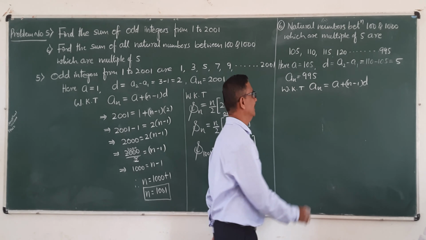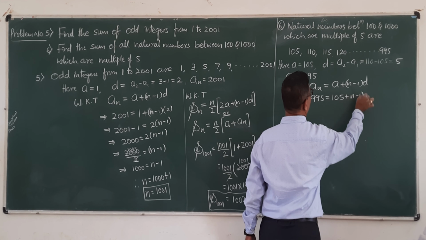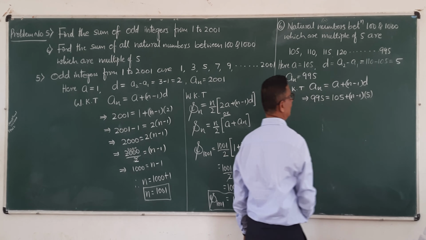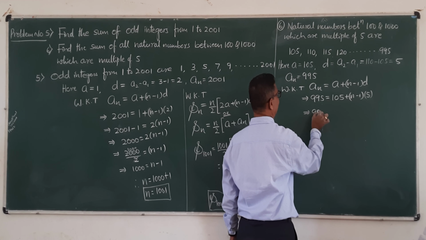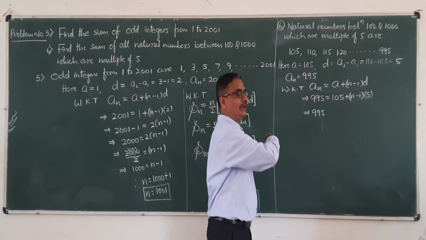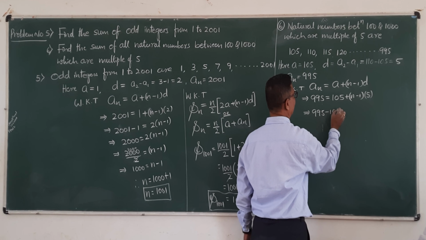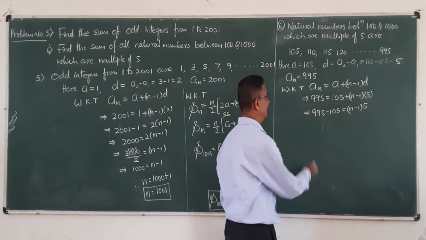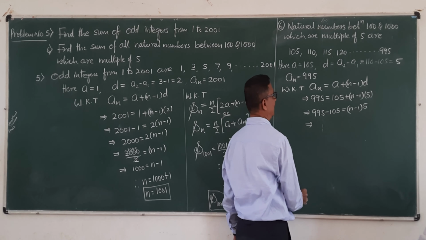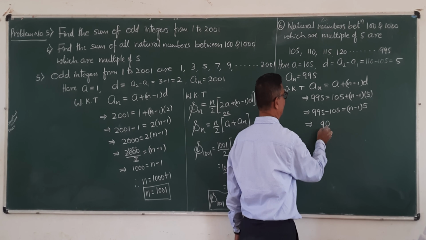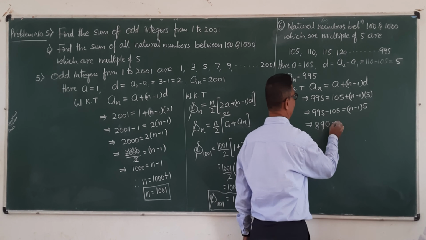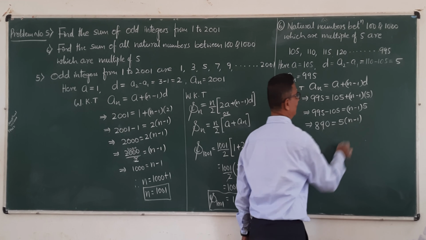What is a_n? 995. What is a? 105. Then n we don't know, to calculate. n minus 1. What is d? The d value is 5. Okay? Simplify. 995, take 105 to the left side. Then 995 minus 105 is equal to n minus 1 into 5. Right? Simplify 995 minus 105, that is 890. Correct? 890 is equal to 5 into n minus 1.